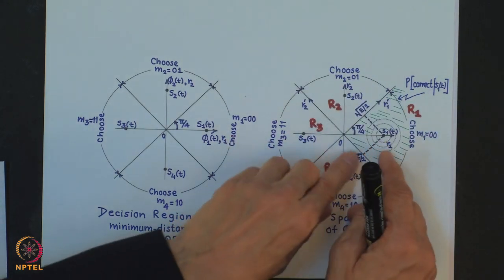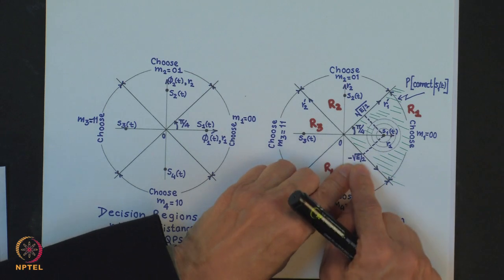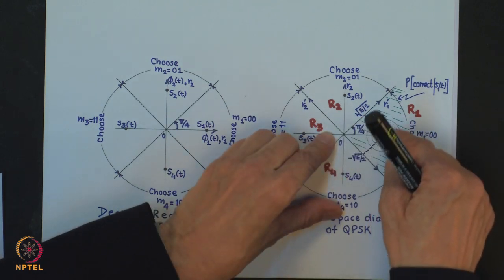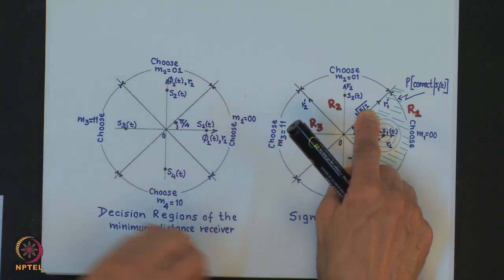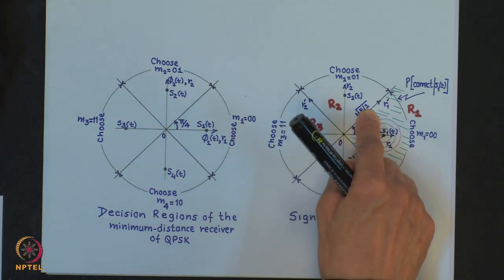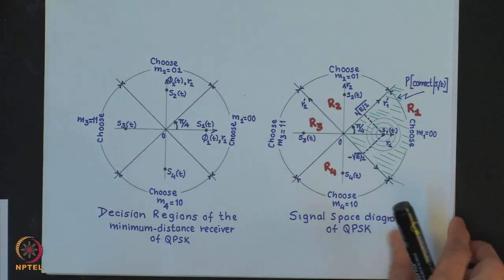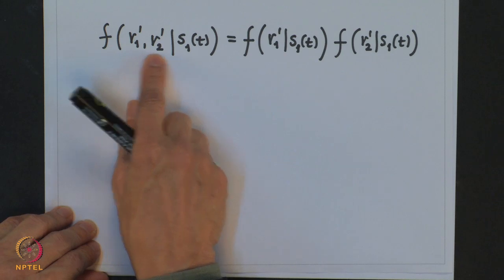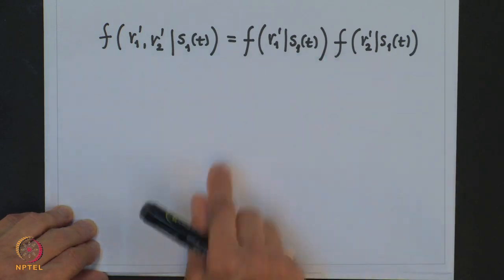So, if you look at this point, as far as your noise distribution is concerned, the Gaussian distribution is going to be of something like this form, correct? And the mean for this is going to be minus root of E by 2. As far as this point is concerned, the Gaussian distribution is going to be something of this form, and the mean will be located at root of E by 2. And remember this, the noise components along both these axes are independent. So, what it implies is that the joint PDF of the observed components in the new coordinate axis given S1T will be the product of the marginal PDFs.